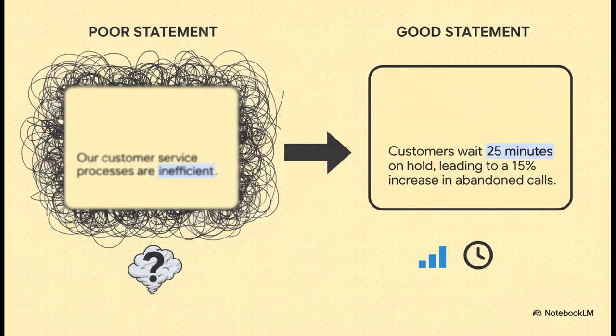And this slide just perfectly shows the difference. On the left, you have this totally useless statement: our customer service is inefficient. What does that even mean? It's vague. But now look at the right. This is what we're talking about. It's powerful because it's specific and it's measurable. A 25-minute wait time, a 15% jump in abandoned calls. Now we have concrete, quantifiable targets we can actually work with.